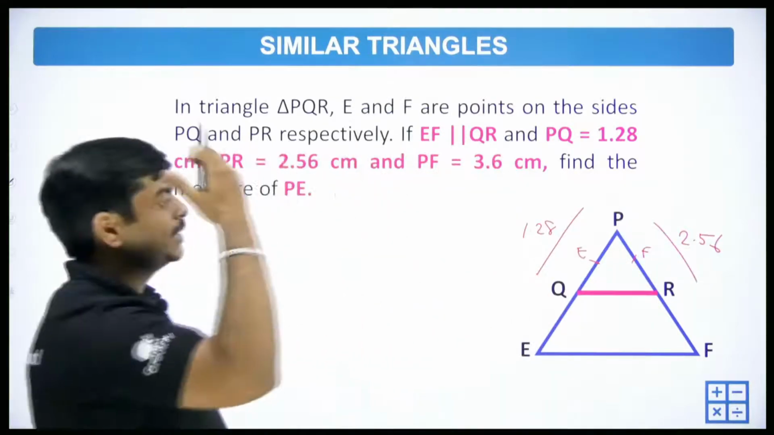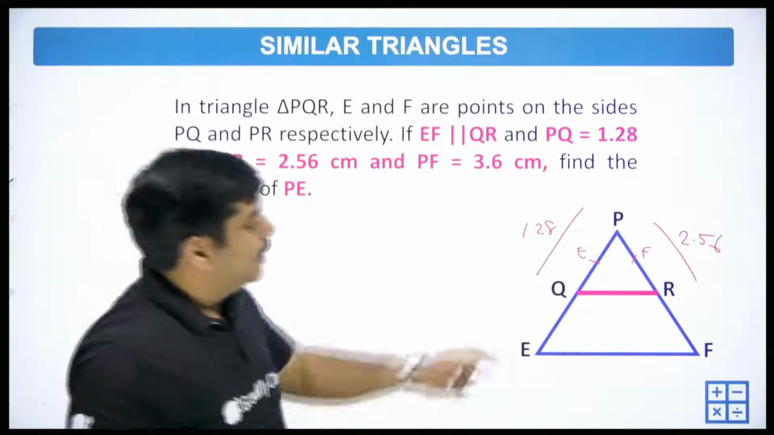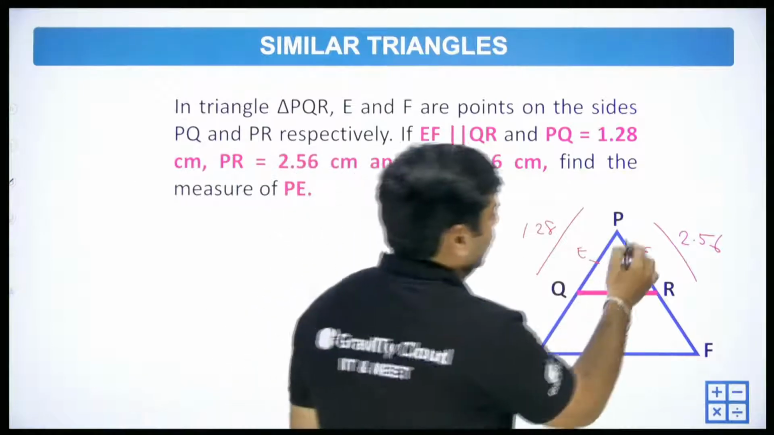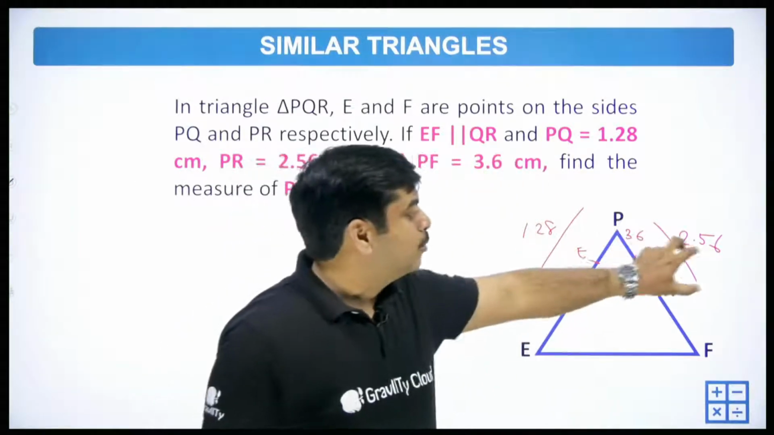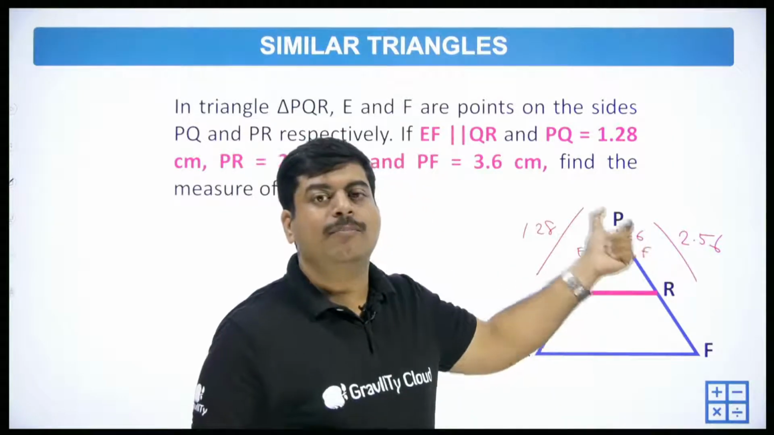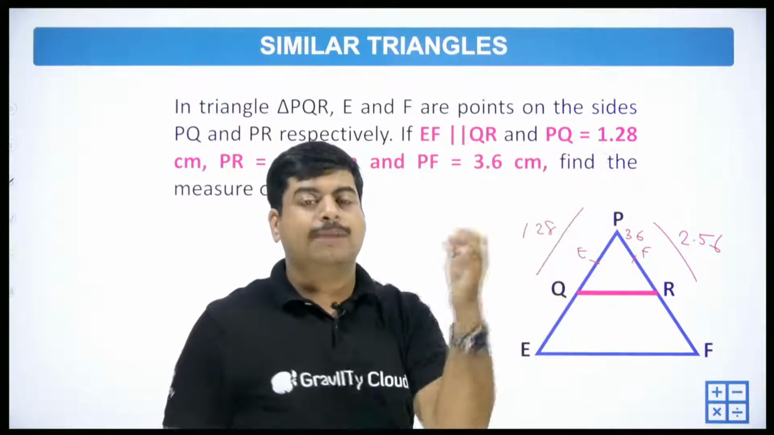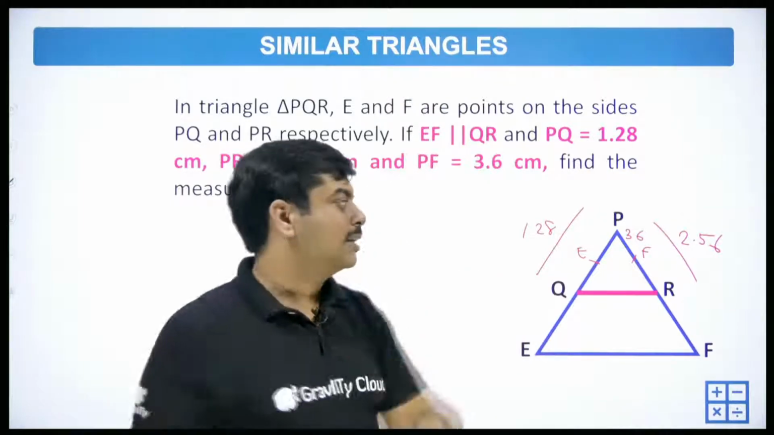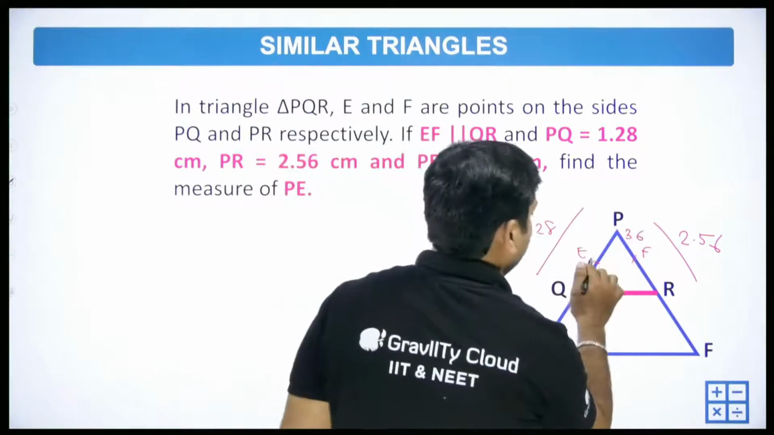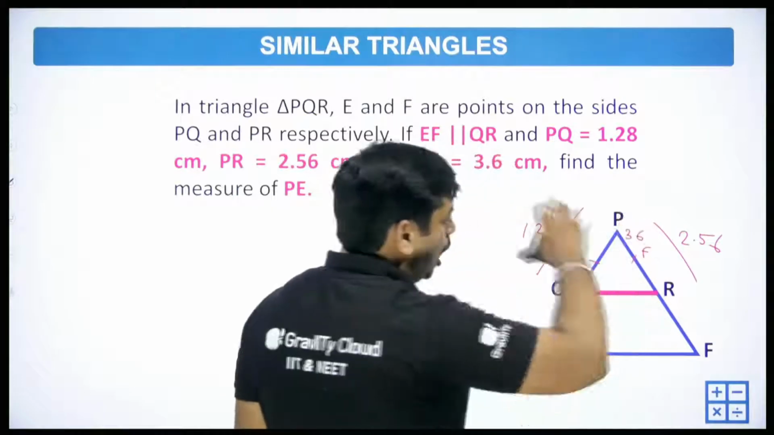And PF is given as 3.6. PF is 3.6. Can that happen? Carefully see here. This PR is 2.56, but not PF. PF is more than that. That means F is a point outside the region of the triangle. Outside the region. So F is no more here. Even E is no more here. So they are outside the triangle.